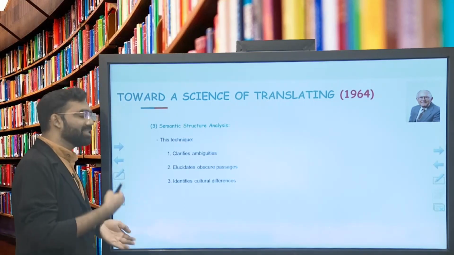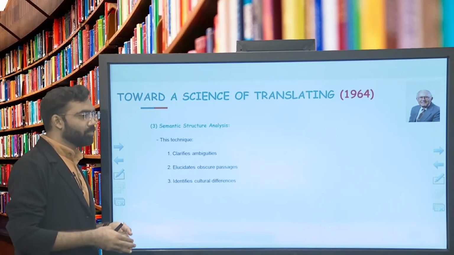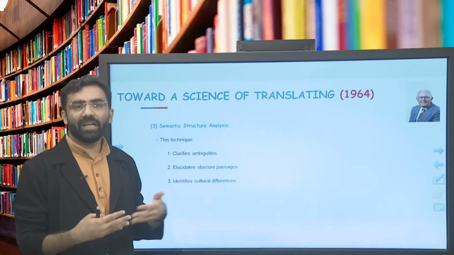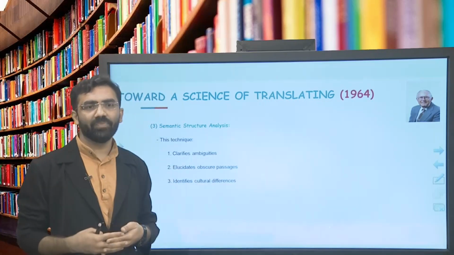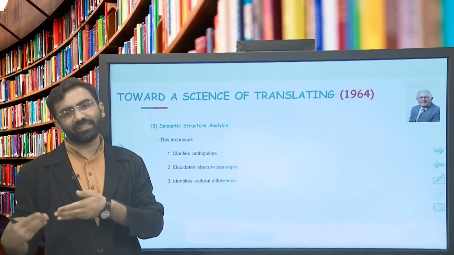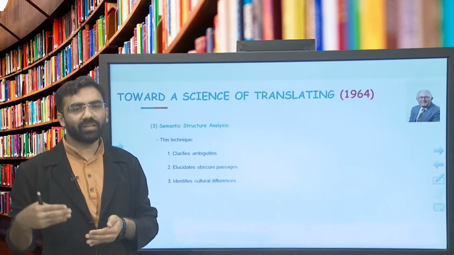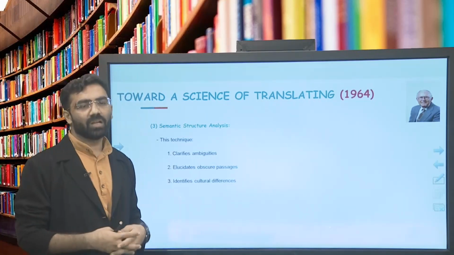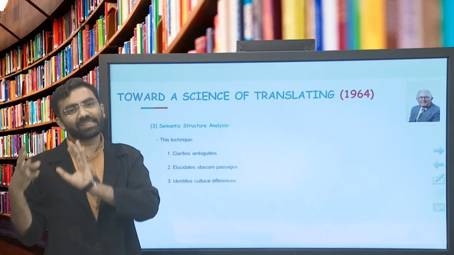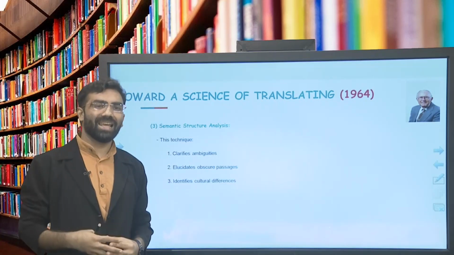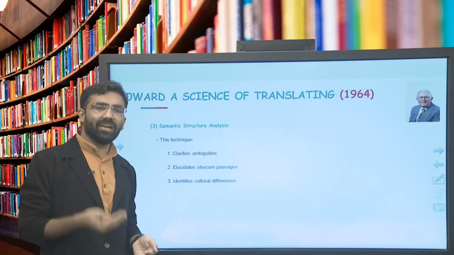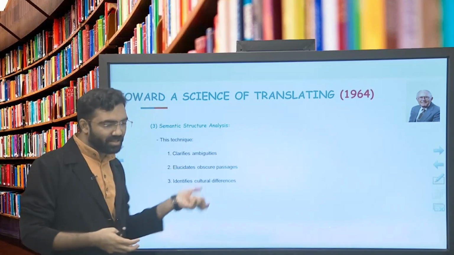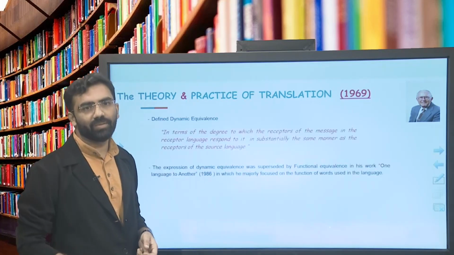It also identifies cultural differences. When you try to translate this phrase, पेट में चूहे दौड़ रहे हैं, you would not translate it in the sense that rats are running in my stomach. You will try to find a similar idiom used in the language you are translating into, and then you will be able to do that. It would identify the cultural differences that would be there.